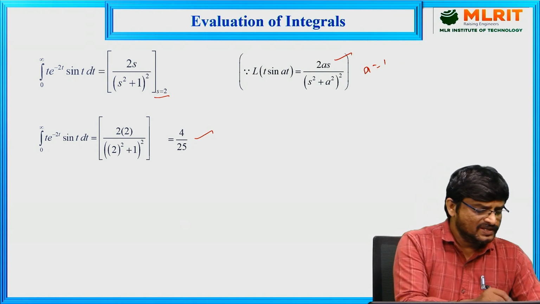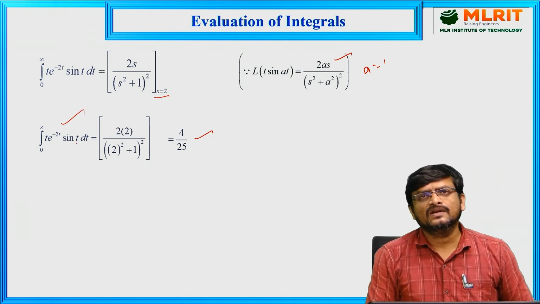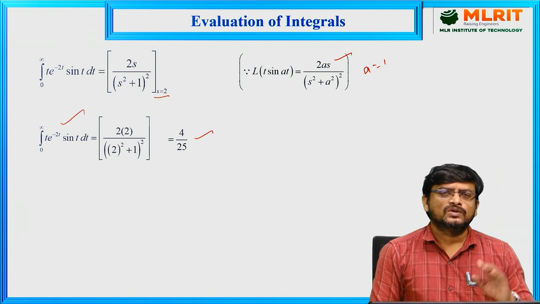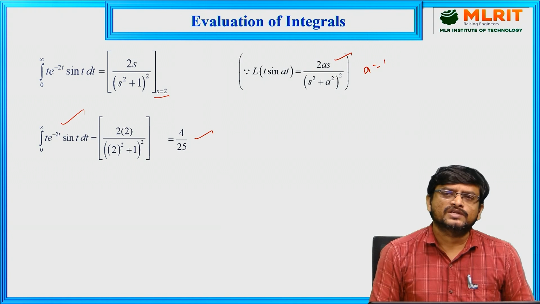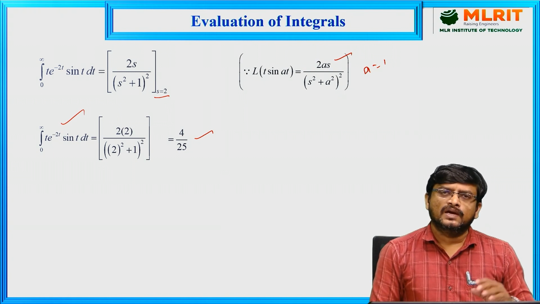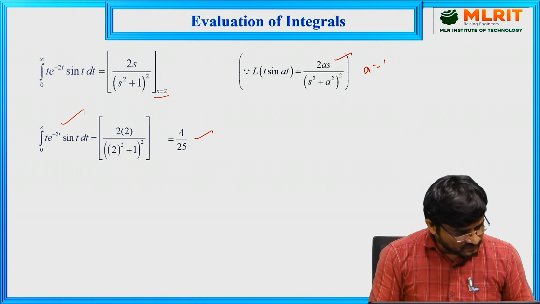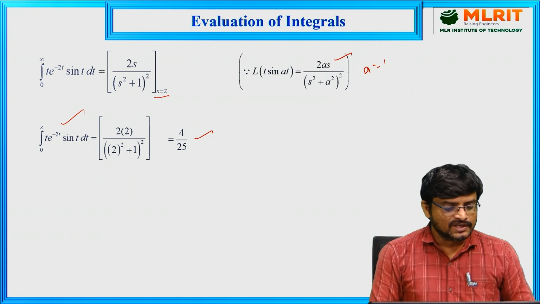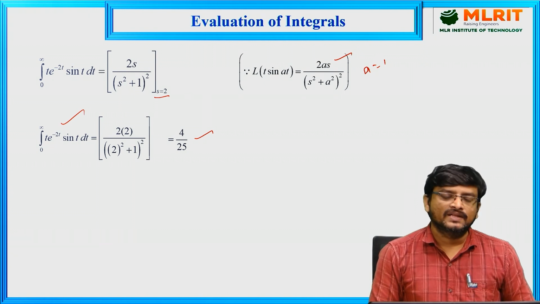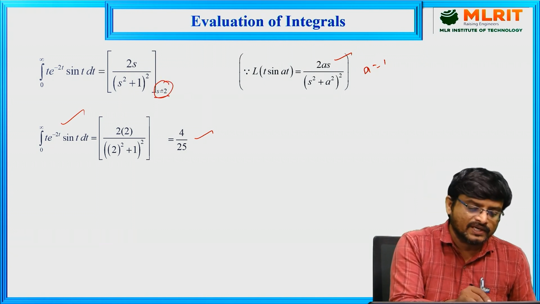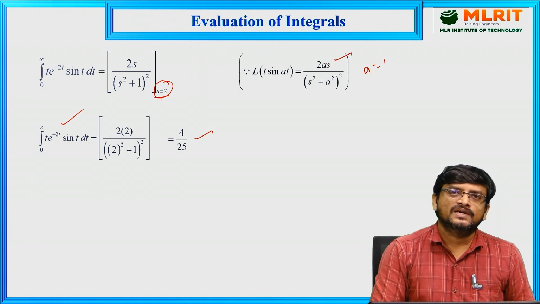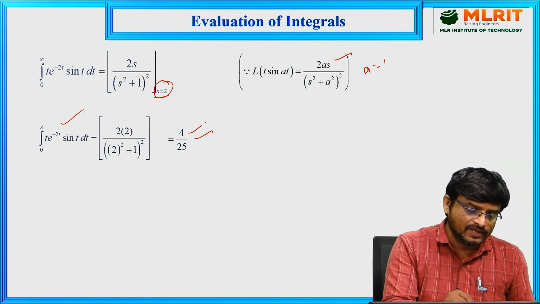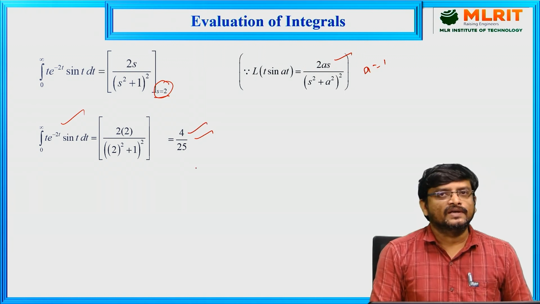So this is very simple. We are not using any integral formulas here. So directly we are taking the help of the Laplace transform definition and then find out the Laplace transform of f of t. And in that Laplace transform of f of t, after finding that, you will get that value in terms of s. We'll replace that s value here. Finally, you will get our definite integral value. That is 4 by 25.